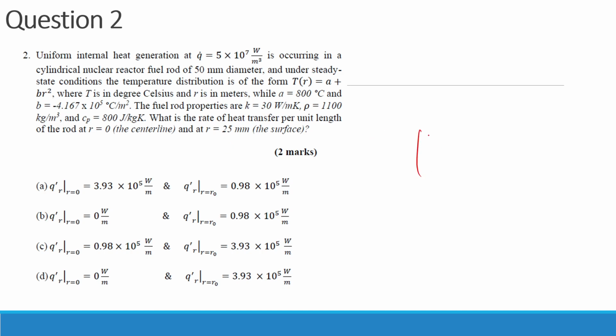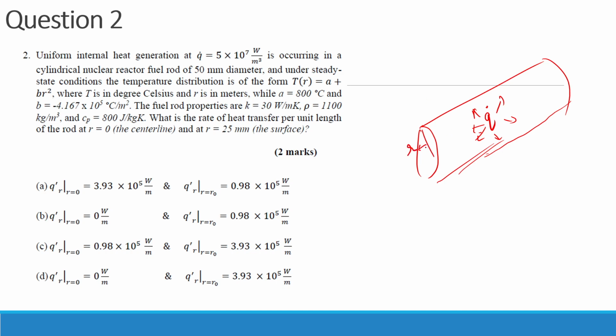So we have been given a cylindrical rod, and uniform heat generation is occurring inside the cylindrical rod. So Q is being produced inside this rod, and the temperature with respect to R is given as a quadratic term, A plus B R square. The values of A and B we have been given, and then we have been asked to find Q upon L.